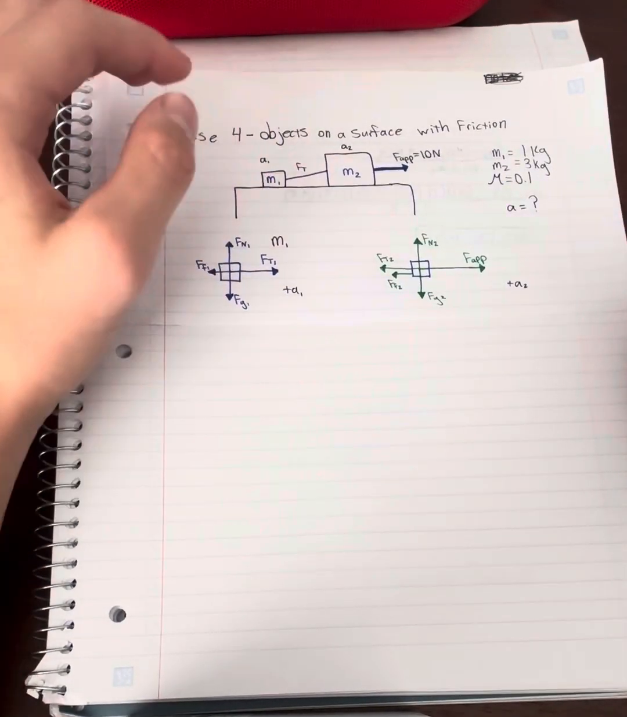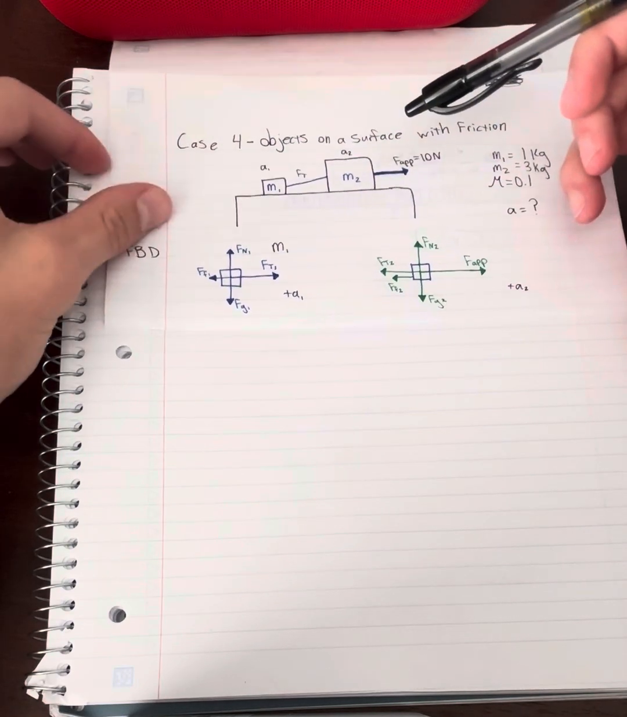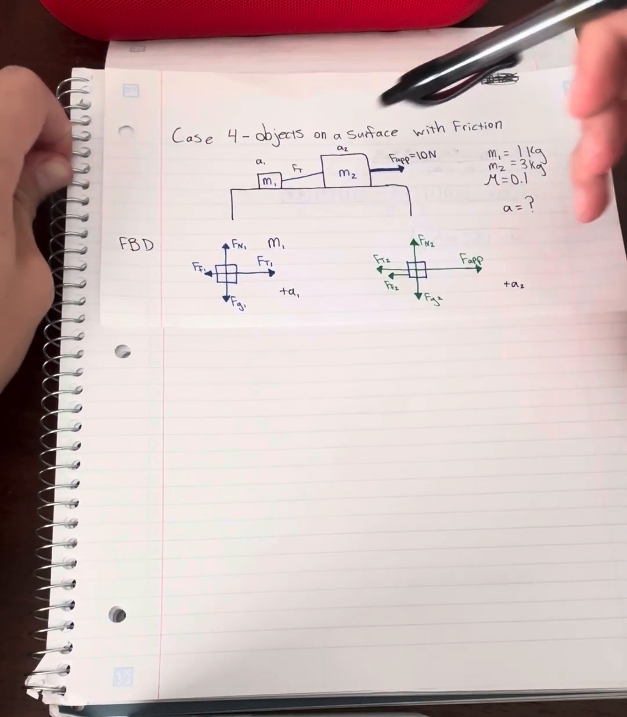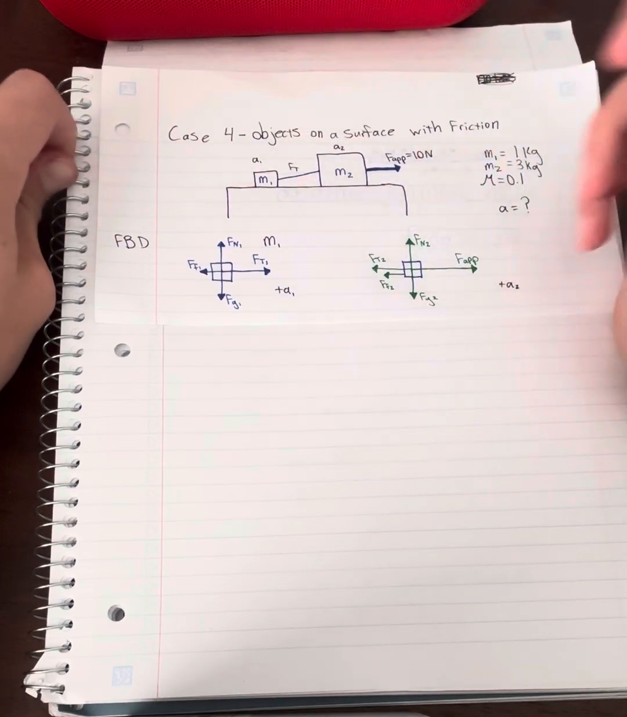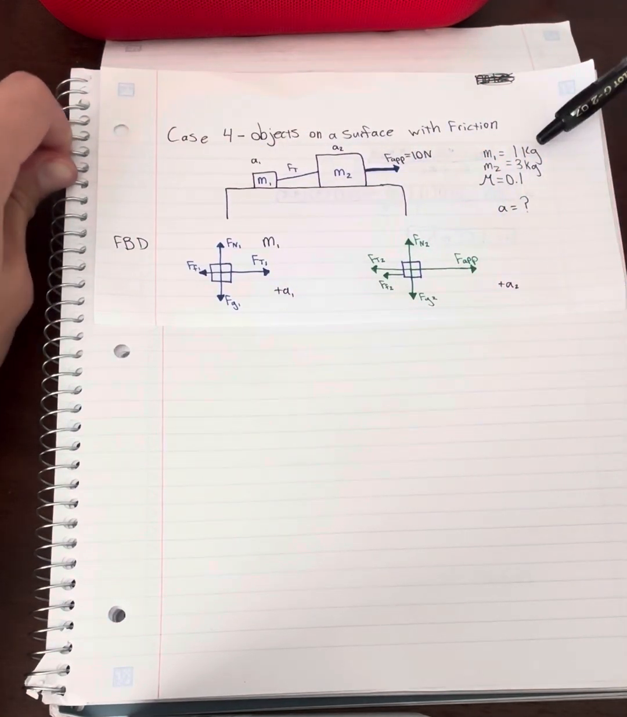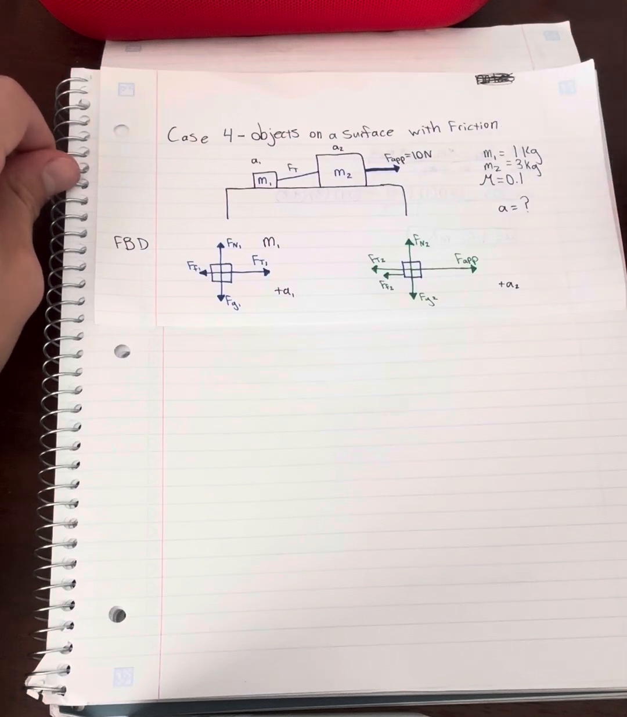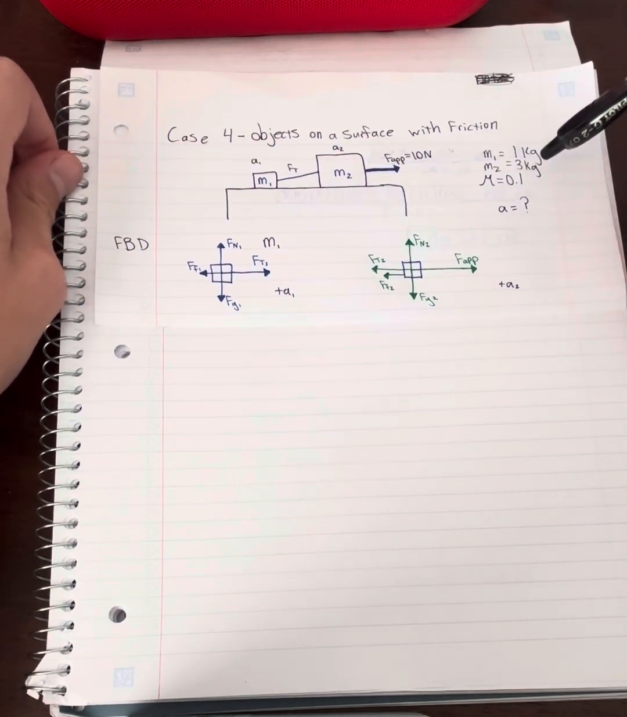Alrighty. Case 4, objects on a surface with friction. We've got mass 2 with an applied force of 10 newtons, just like the last one, connected to mass 1 through tension. Mass 1 is 1 kilogram, mass 2 is 3 kilograms again, and the applied force is 10 newtons again. This one's just different because it has added friction, and the coefficient of friction is 0.1. We're trying to find acceleration.